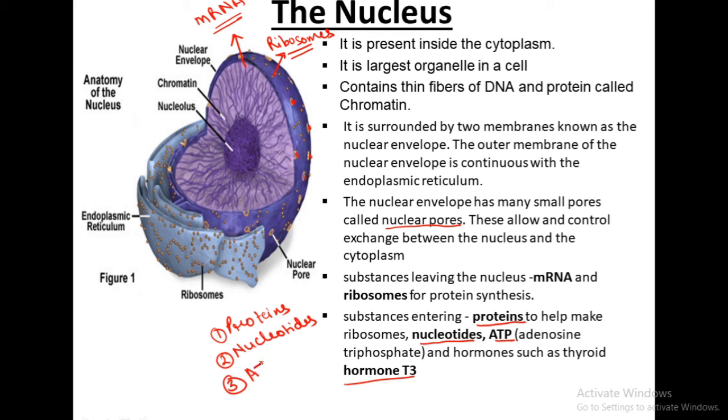ATP, adenosine triphosphate, that is the energy currency, because whatever reactions, whatever things are going on inside the cell, whether it's the nucleus or any cell organelle, it requires energy. So that is ATP. And fourth is hormone T3. So all these things are going inside the nucleus through the nuclear pore.